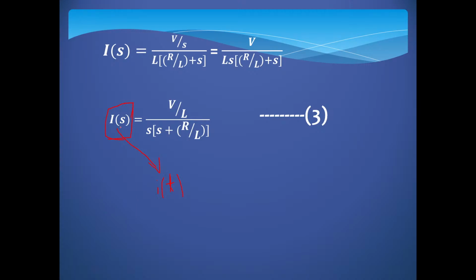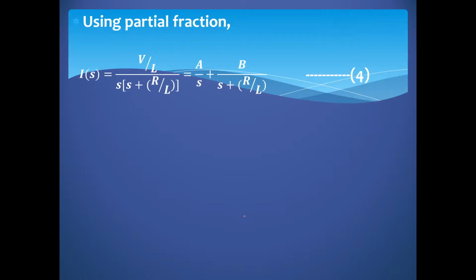If I want to convert I of S into I of t, what should I do? I must take the inverse Laplace of I of S. To take the inverse Laplace of I of S, we have to go for partial fractions. Do you have the knowledge of partial fractions? Can anyone mention in the chat box? See, I am using partial fractions. In the denominator, two terms are there. One is S and another term is S plus R by L.